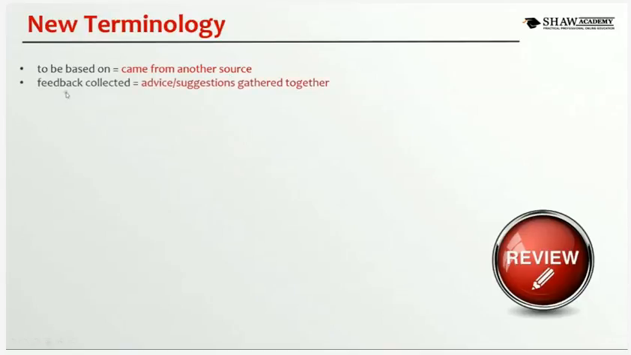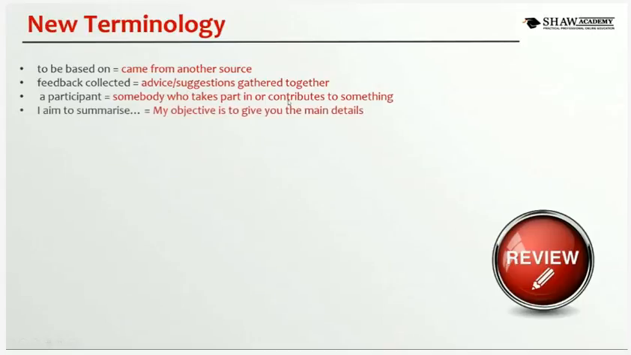Okay, so feedback collected. That is basically advice or suggestions gathered together. A participant, that's somebody who takes part or contributes to something. You aim to summarize. So my objective is to give you the main details, okay? Comments, and they are of course what people say, and you are giving me comments in the question box.